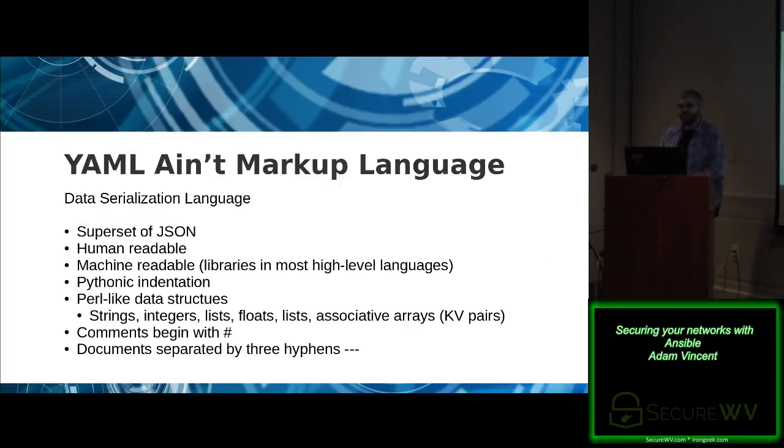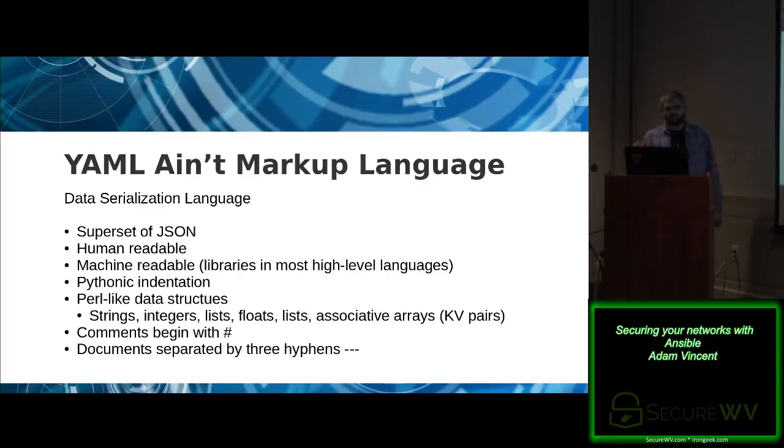YAML. YAML ain't markup language. And literally, again, it's not quite JSON. It's actually a superset of JSON. The big things are it's human readable and also at the same time machine readable. There is a library available that will parse YAML in just about every high-level language you want to use: Java, Python, Ruby, any of the other scripting languages you'd be familiar with.